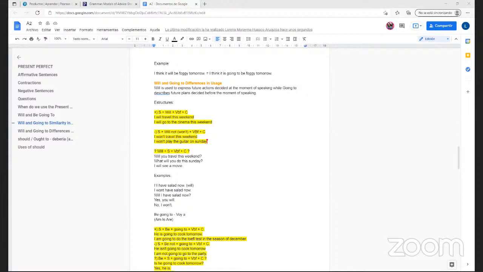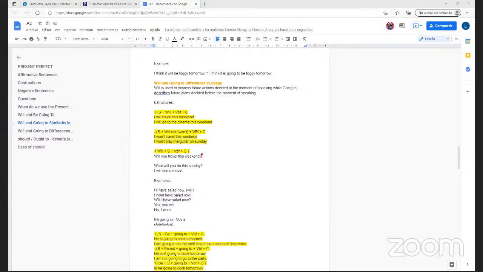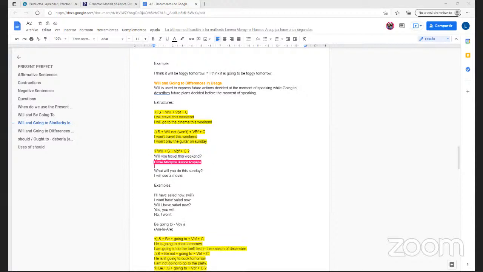So for questions, if I want to make questions, I'm going to use the auxiliary first, after that the subject, the verb in base form, and the complement. For example, will you travel this weekend? This is a yes/no question, right? So I can answer with yes, I will. Or if it's negative, no, I won't, right? I won't.